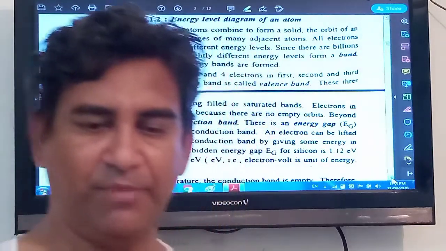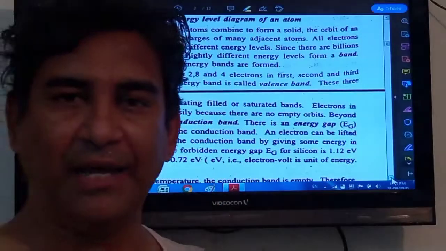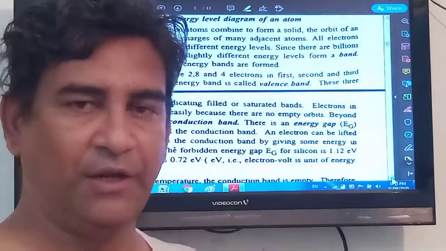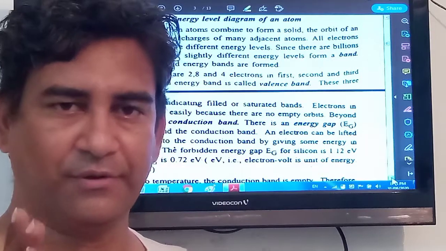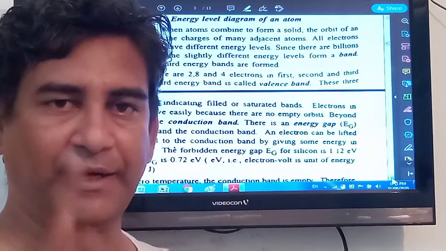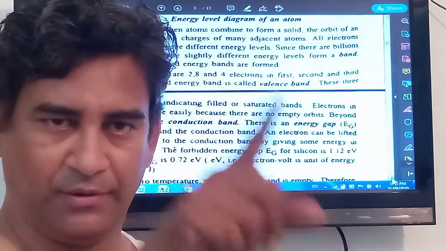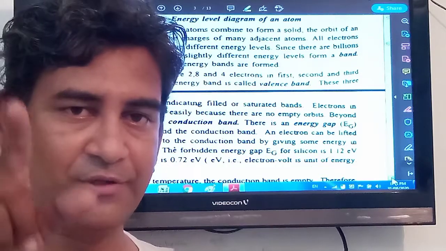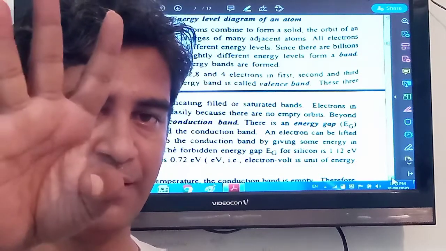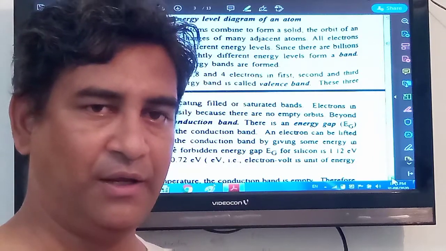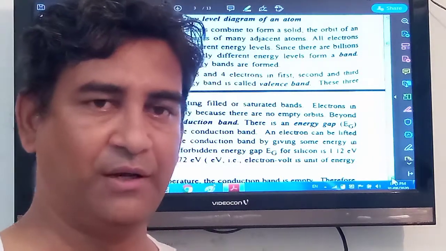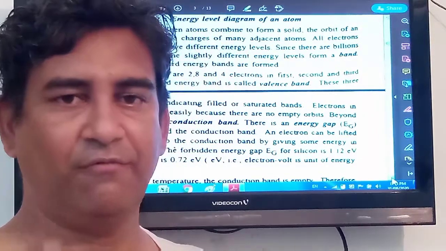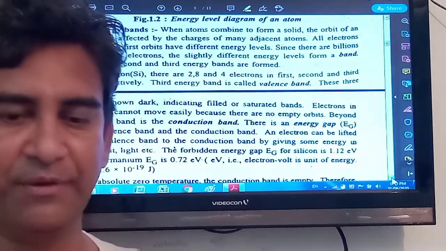The third energy band is called the valence band. What will be the valence? In this silicon, the 4 electrons are in the third band, 2, 8 and 4. In germanium, the last orbit with the 4 electrons is the fourth one. But in silicon it is the third, so the last orbit, that is the third band, is called the valence band.